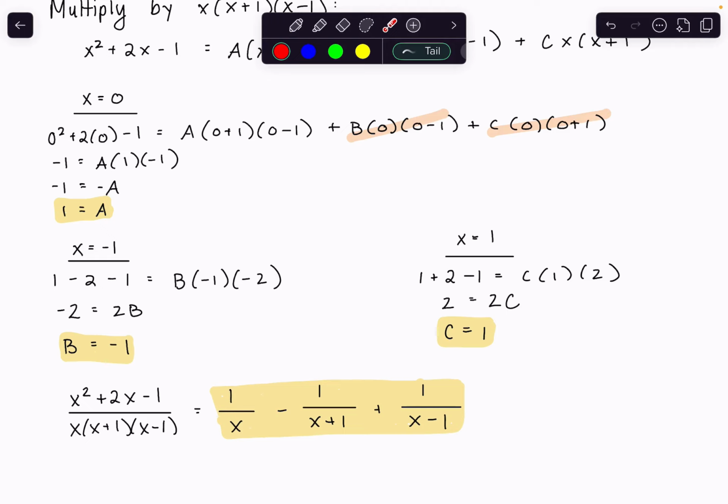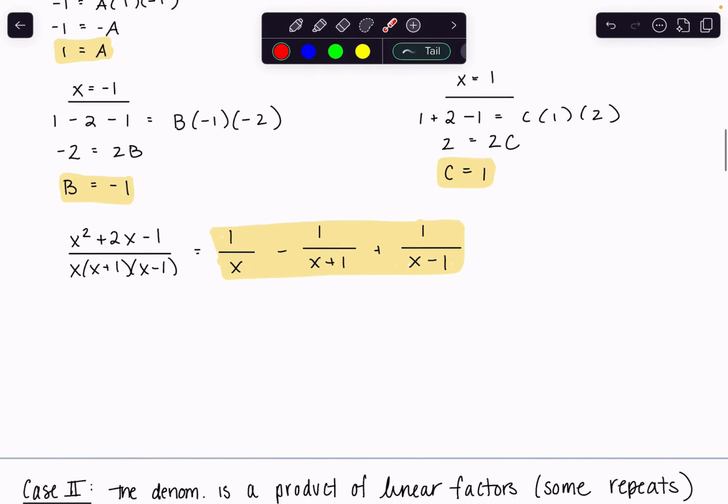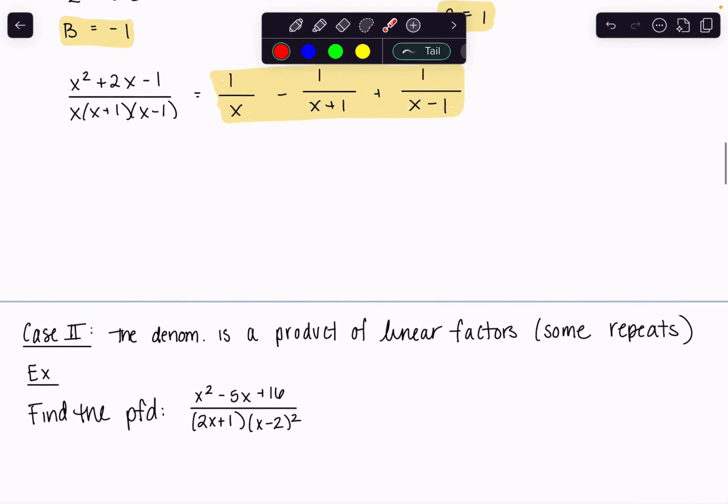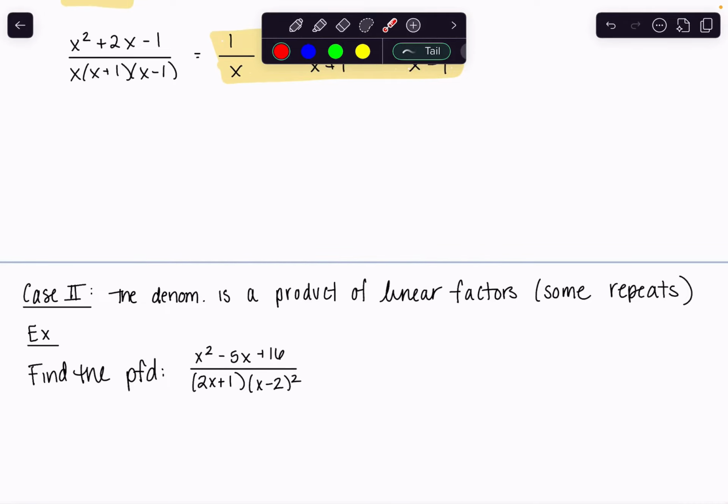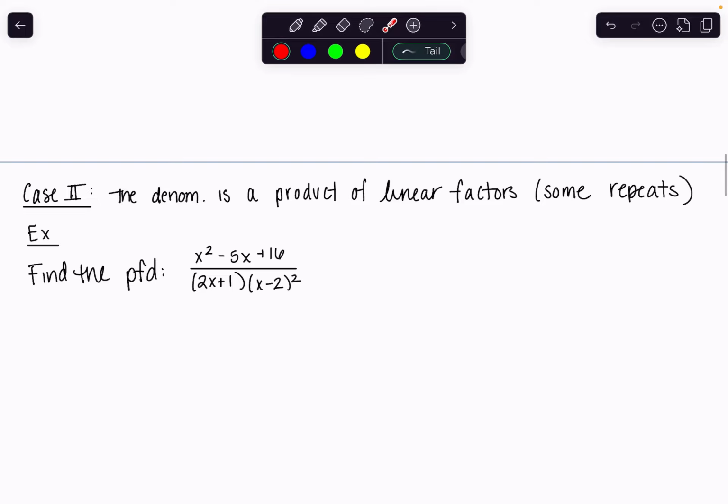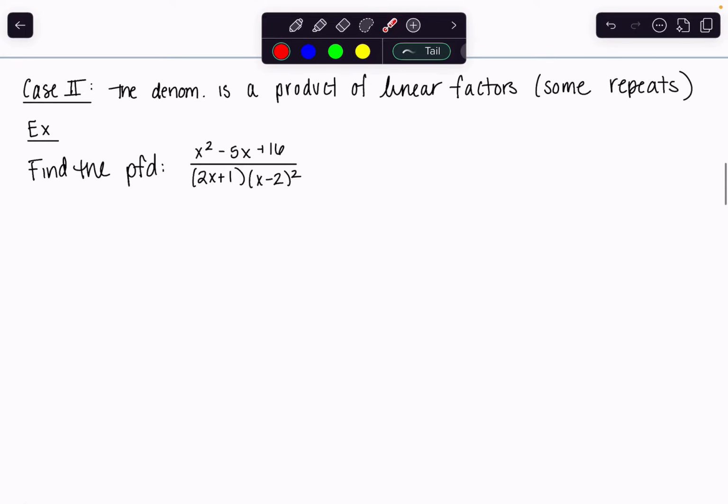Okay. Our next two cases are a little bit more complicated. And then the third one is extra complicated that you're going to see. We just do a setup for. We definitely cannot solve that thing. But this is going to be when we start to have repeat factors. So case 2 is the denominator is a product of linear factors. Some can be repeated, or maybe multiple are repeated. But to give you an example of this, if I look here, this factor of x minus 2 squared is a repeated linear factor. Okay.